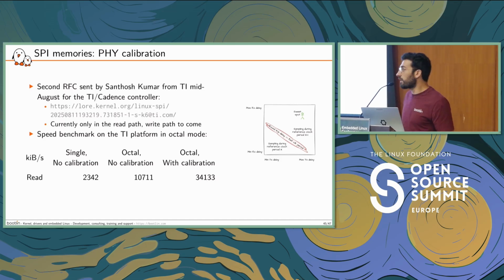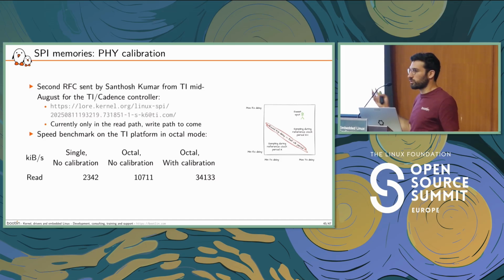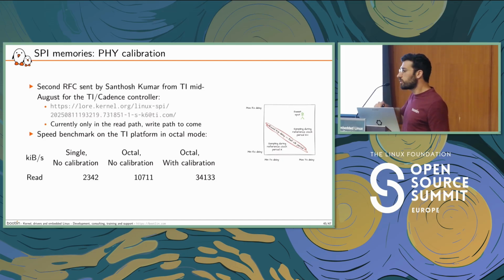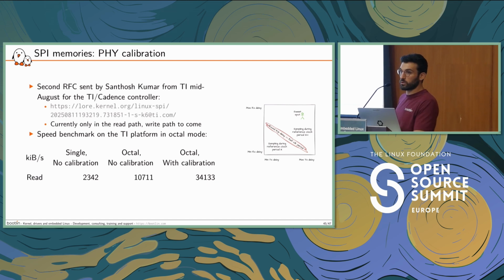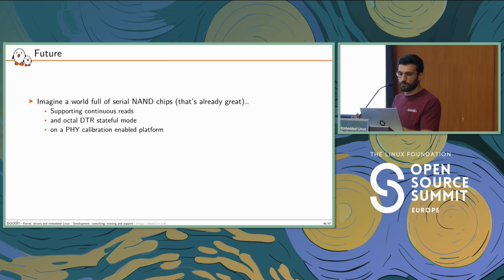And thanks to that, we have way better throughputs, because we can really turn up the speed of the SPI bus. You can see here those were the values I showed. The same chip was getting us a 2.3 megabytes per second throughput, and on the same platform, just enabling those two features, octal and calibration, we are now at 34 megabytes per second, which is a massive improvement.